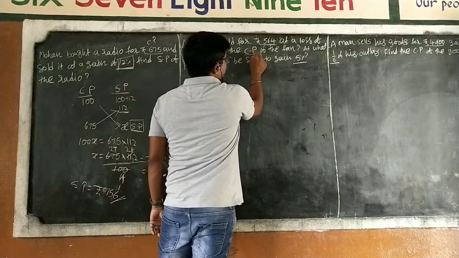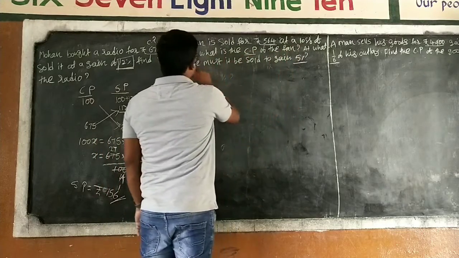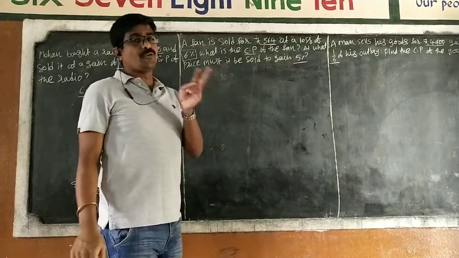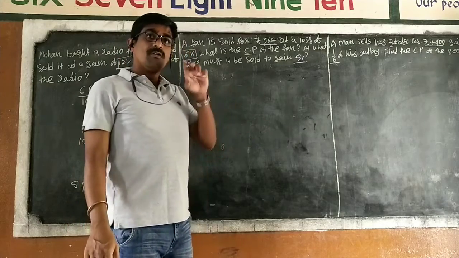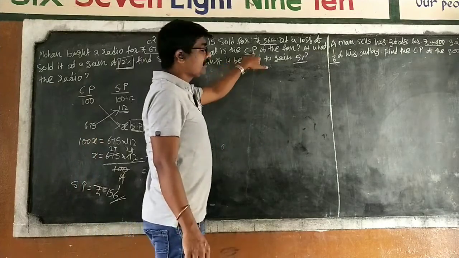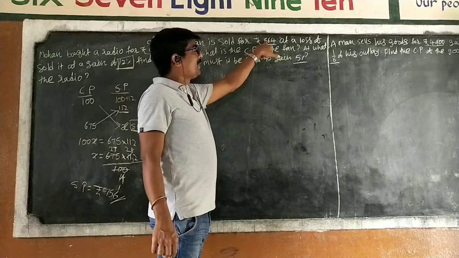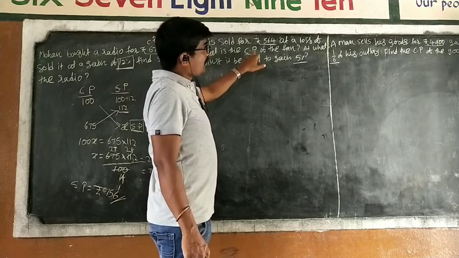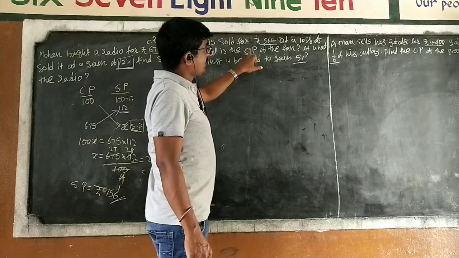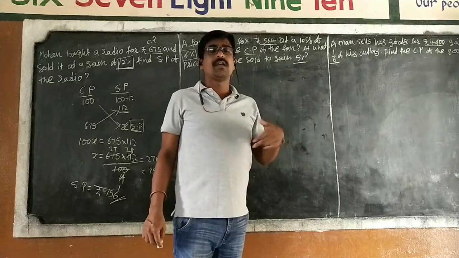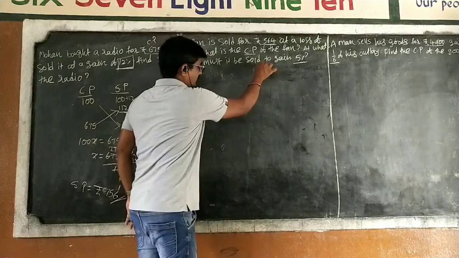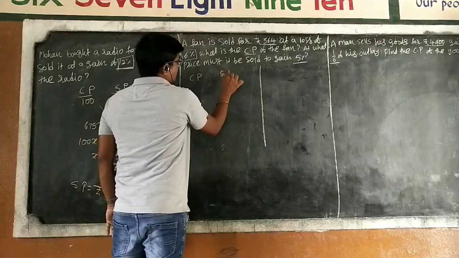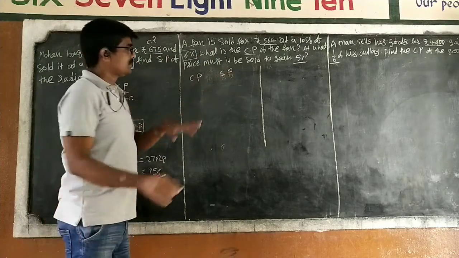Next, a fan is sold for 564 at a loss of 6%. What is the cost price of the fan? And at what price must it be sold to gain 5%? This problem has two parts. First, we have to find the cost price. He is given the selling price. After that, based on that cost price, we want to gain 5%. How to do it? So simple. First write cost price and selling price.